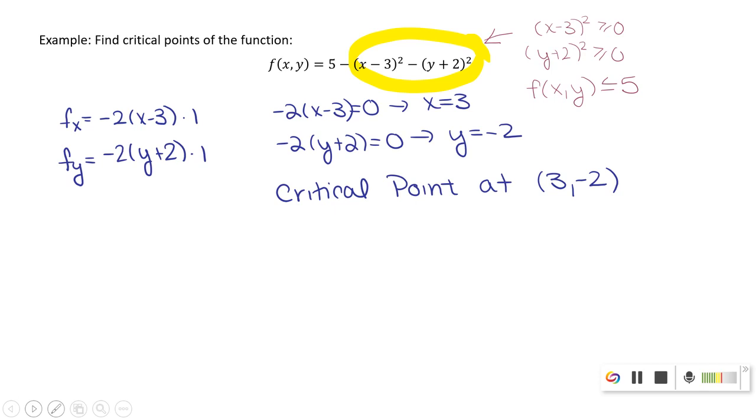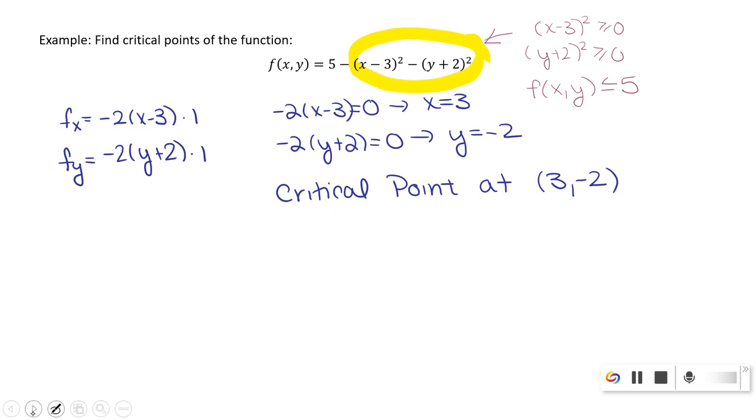And so if we're taking in our function the number 5 and we're subtracting numbers that are always bigger than or equal to 0, that means our f(x, y), our z value, or our function value, has to be less than or equal to 5. 5 is actually the largest value of z we could get because we're subtracting numbers from that 5.